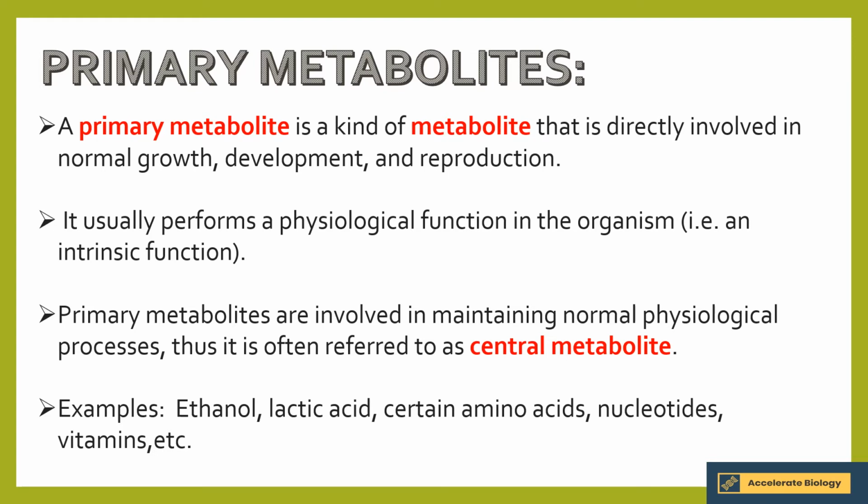So primary metabolite is a kind of metabolite that is directly involved in normal growth, development and reproduction. Primary metabolites have identifiable functions and play known roles in normal physiological processes. So they usually perform a physiological function in the organism, that is, an intrinsic function. Now, as these primary metabolites have a definite role in growth, development and reproduction, they are referred to as primary metabolites. Examples will be ethanol, lactic acid, certain amino acids, nucleotides, vitamins, etc.